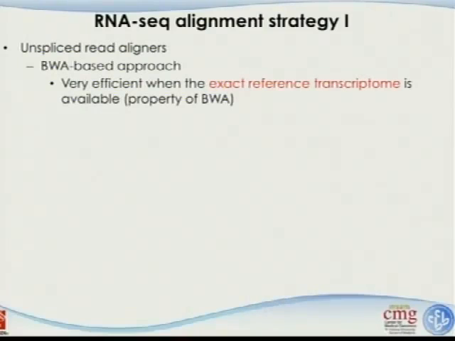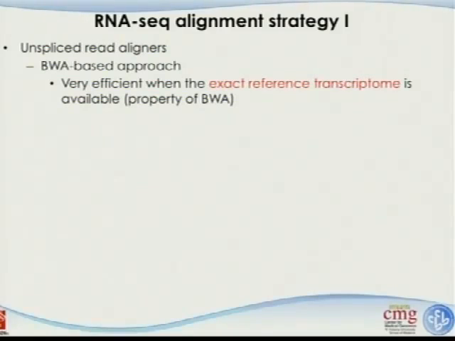For the RNA sequencing alignment strategy for the unspliced ones, let's compare a little bit. The BWA-based approach is very efficient when the exact reference transcriptome is available. This is a property of BWA. Remember, when we went through the BWA calculation, we never talked about how it handles mismatches and things like that, right? It actually becomes quite complicated, so I didn't go through that.